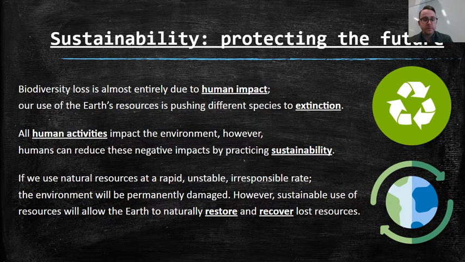If we use natural resources at a rapid, unstable, and irresponsible rate, the environment will be permanently damaged. It can't recover from that. However, the Earth can repair itself. The Earth can rebuild itself. All the damage we've done to the environment can be fixed if we use resources responsibly and we use just less of what we are doing. It's that easy. Sustainable use of resources will allow the Earth to naturally restore and recover the damage that we've done.